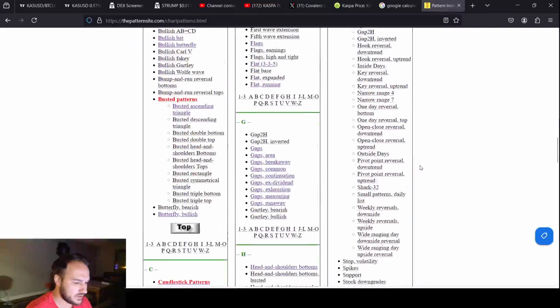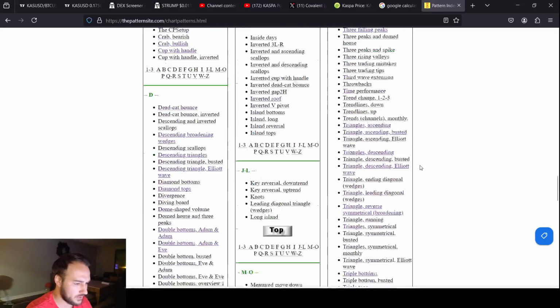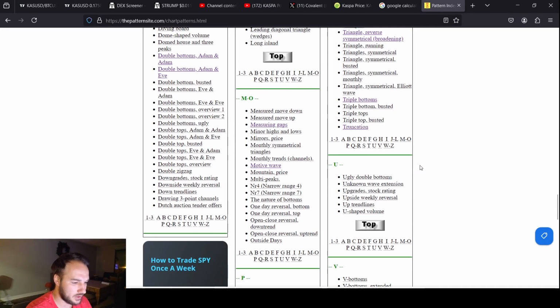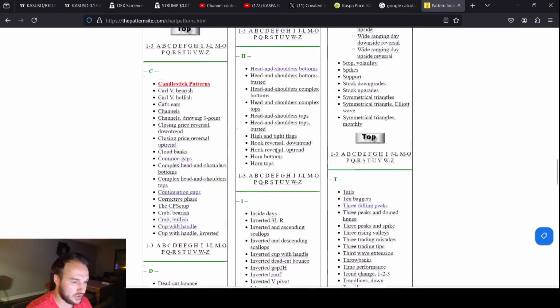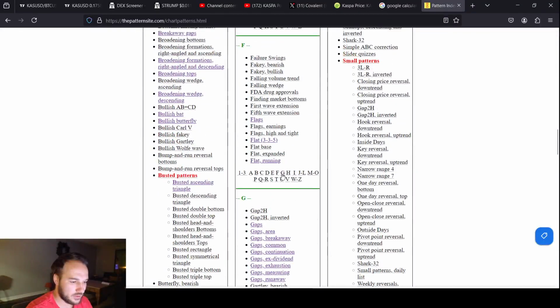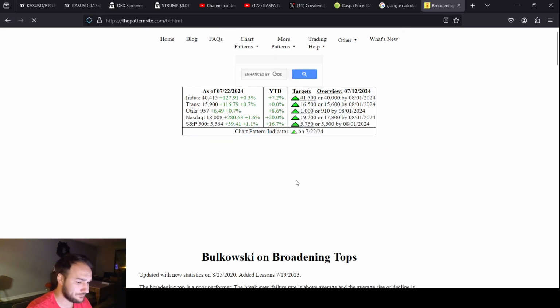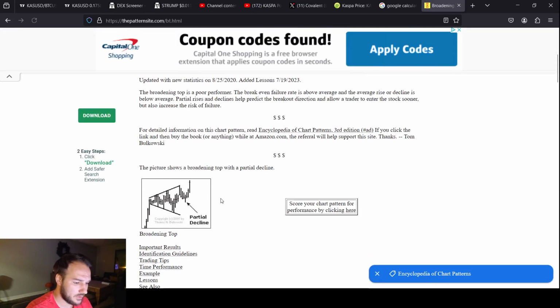But if we do, let's see, broadening wedge or megaphone. I'm just going to look up megaphone because he's old school, so he probably calls it a megaphone. Nope, he probably calls it a broadening wedge, actually. All right, so I would have thought he would have called it, let's see, broadening wedge, descending, broadening tops. Hey, there we go. Broadening top right here.